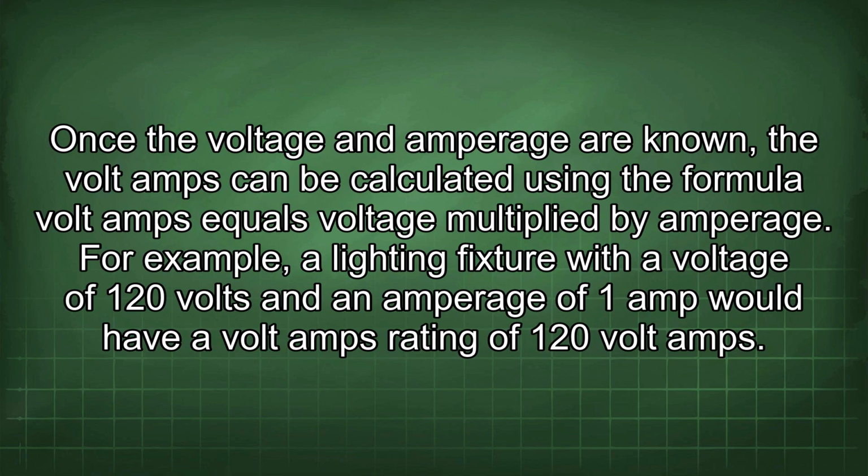Once the voltage and amperage are known, the volt amps can be calculated using the formula: volt amps equals voltage multiplied by amperage. For example, a lighting fixture with a voltage of 120 volts and an amperage of 1 amp would have a volt amps rating of 120 volt amps.